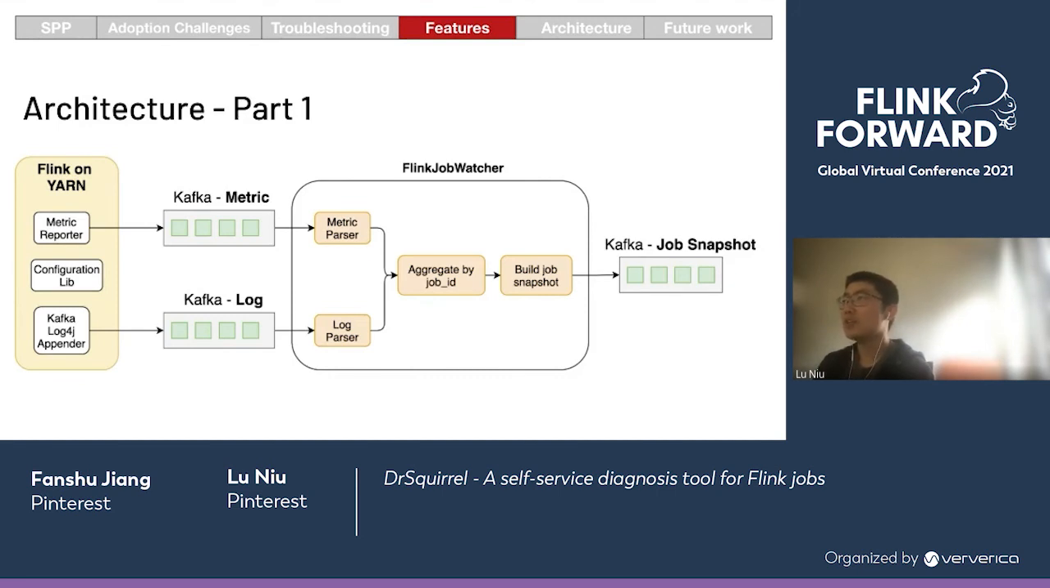Flink job watcher is a Flink job. It listens to both metric and log Kafka topic and aggregate those data by job ID. It builds a full job snapshot and then emit the data to Kafka. Next slide, please.